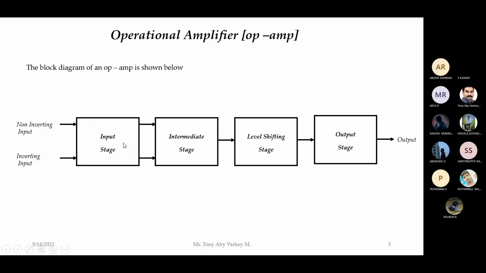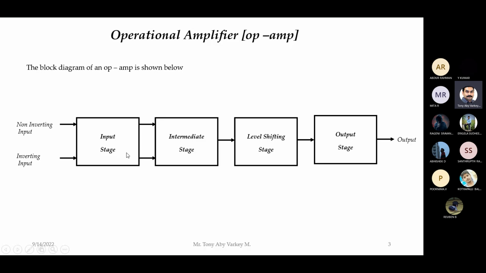How many inputs are there for the input stage? Two inputs, one output. Okay, so this input stage is a dual input balanced output amplifier, a differential amplifier actually, that is manufactured using CMOS and transistors and all. So the first stage is dual input, which means two inputs, dual input balanced output, that is two outputs.